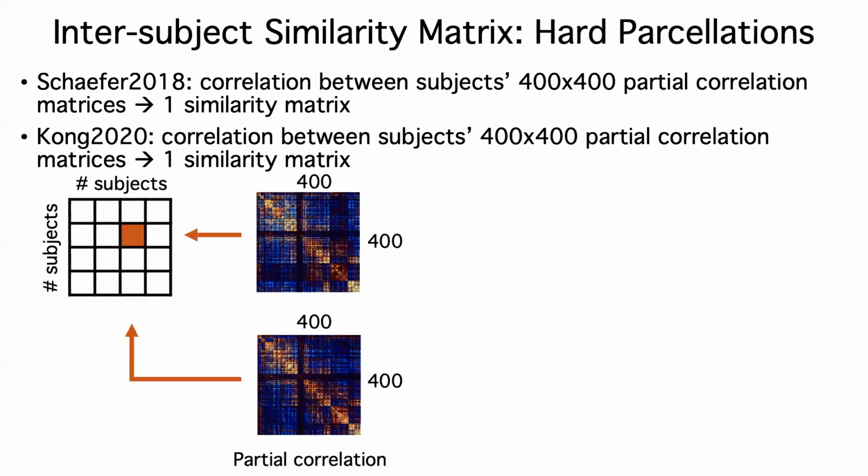Let's move to hard parcellations. For both Schaefer 400 region group level parcellation and MiND 400 region individual specific parcellations, we first generate partial correlation functional connectivity for each subject. We then correlate the lower triangular part of functional connectivity between each pair of subjects to obtain the single inter-subject similarity matrix.